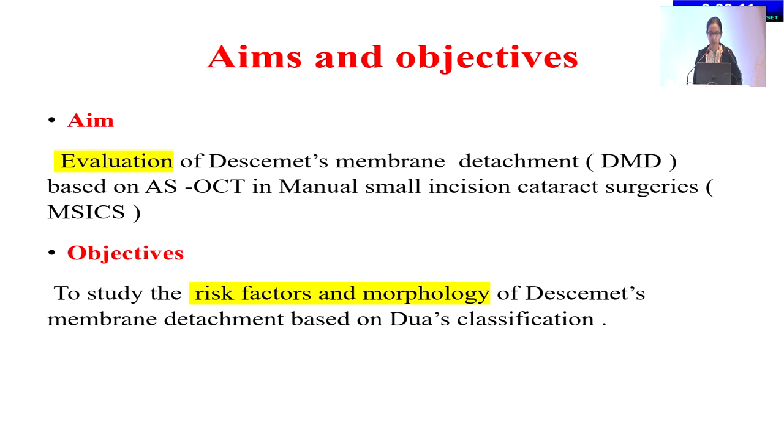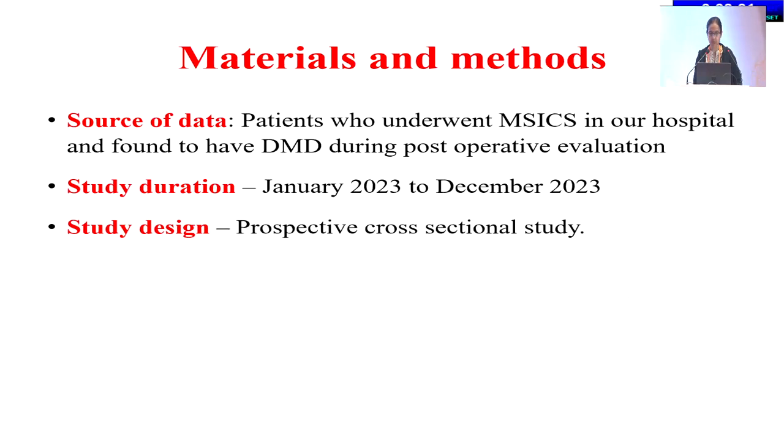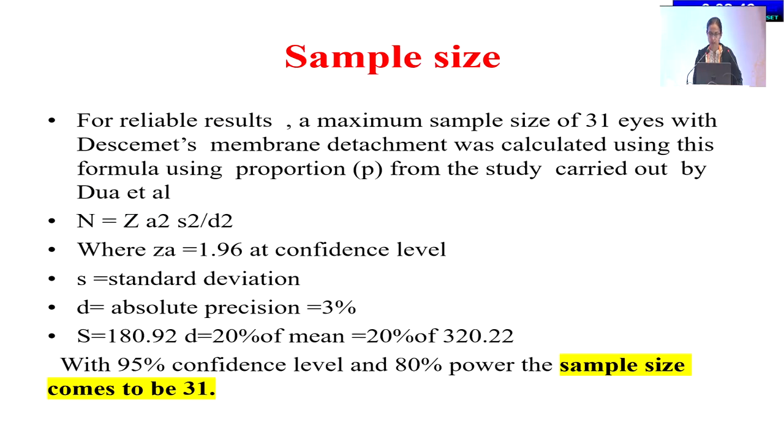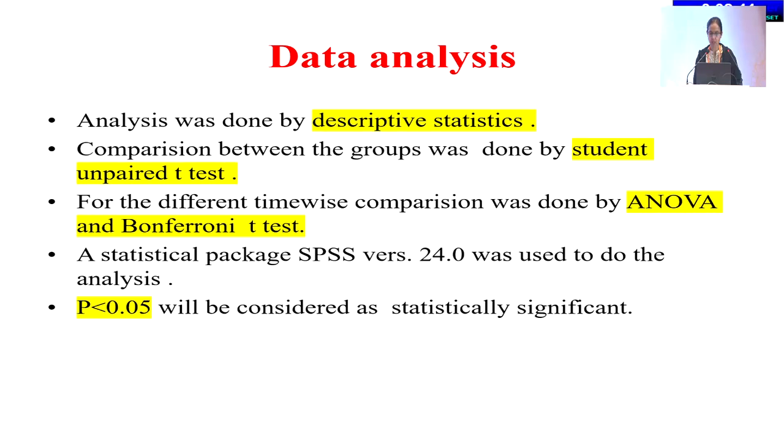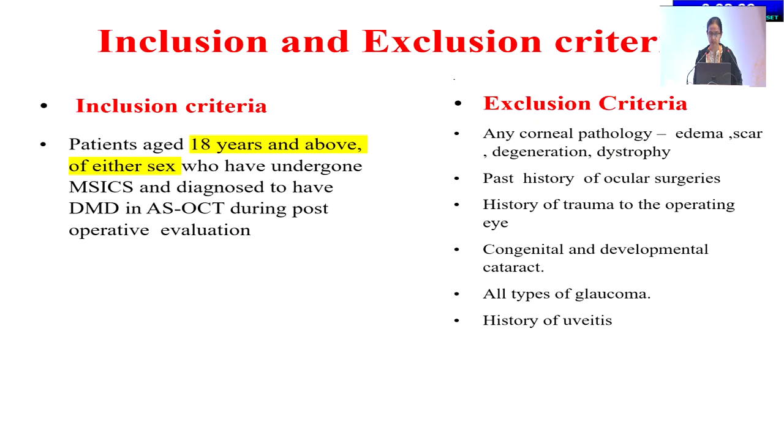Our aims were to evaluate DMD based on anterior segment OCT in manual small incision cataract surgeries and to study the risk factors and morphology of DMD based on Dua's classification. Patients who underwent MSICS in our hospital and were found to have DMD during postoperative evaluation were the source of data. They were taken from January 23 to December 23. It was a prospective cross-sectional study. Sample size came to be 31. The data analysis was done with different statistical methods, and a p-value less than 0.05 was considered statistically significant.